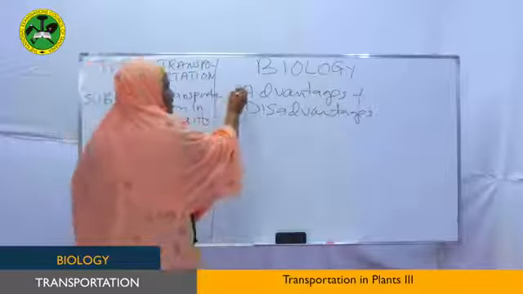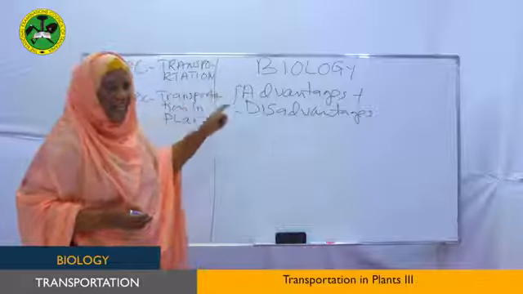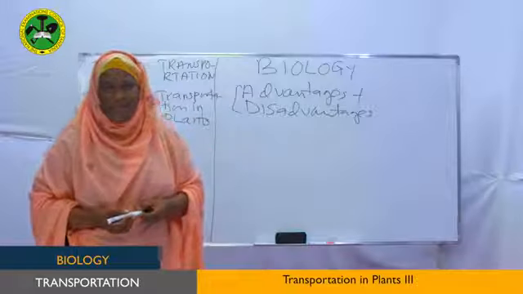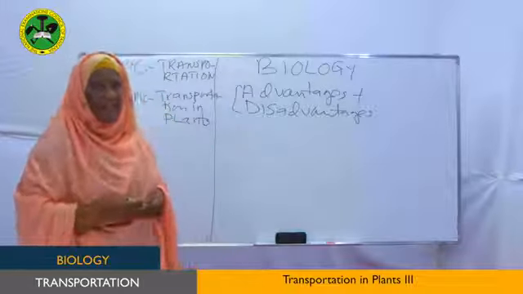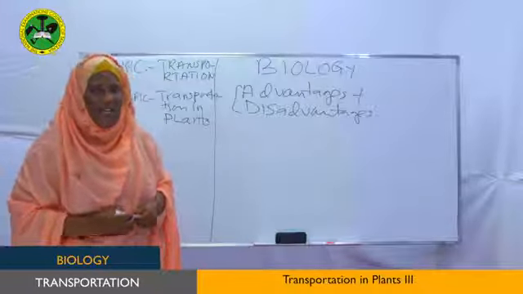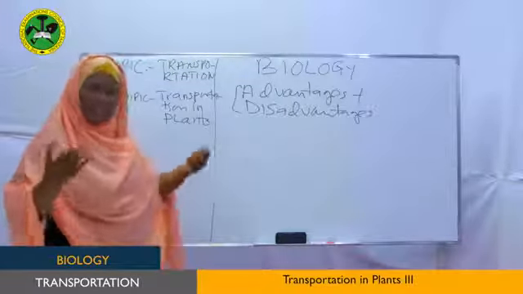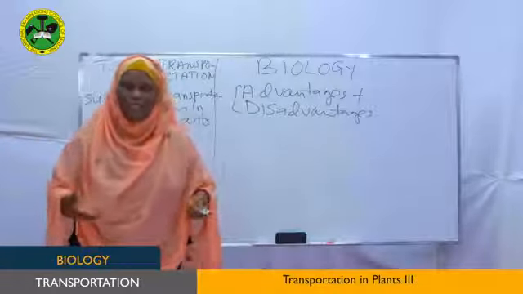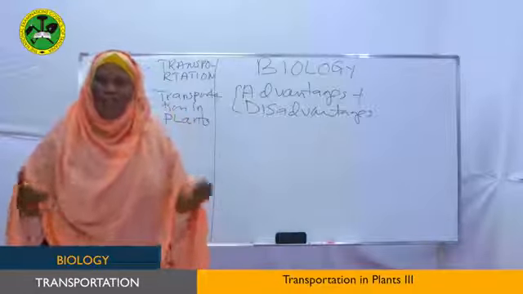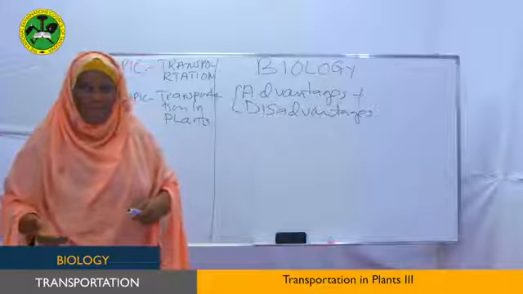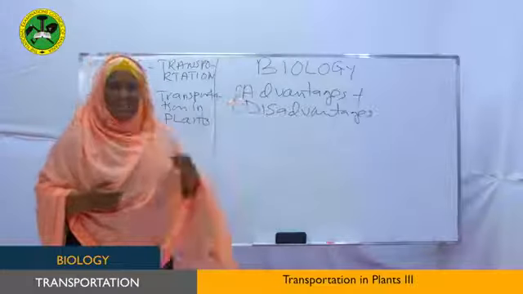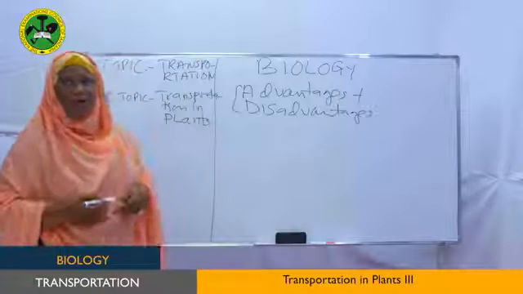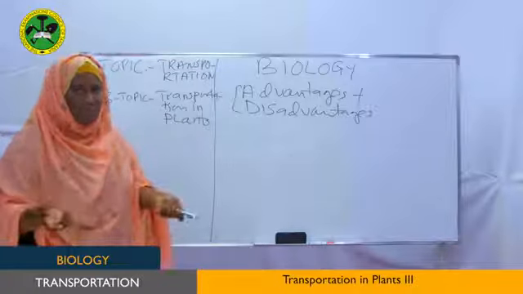Before discussing these advantages and disadvantages, it is better for you to define the word transpiration. You should first define what transpiration is. For instance, you may say transpiration is the process whereby water is lost from the leaves in the form of water vapor. After defining transpiration, you are required to go directly to the advantages of transpiration.